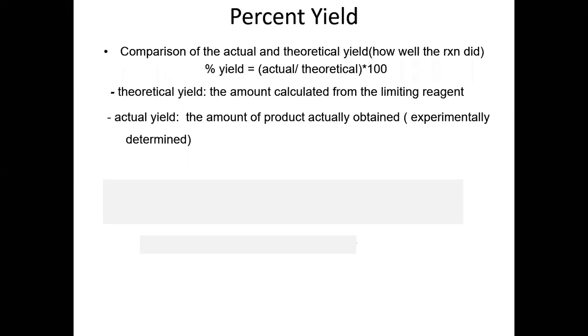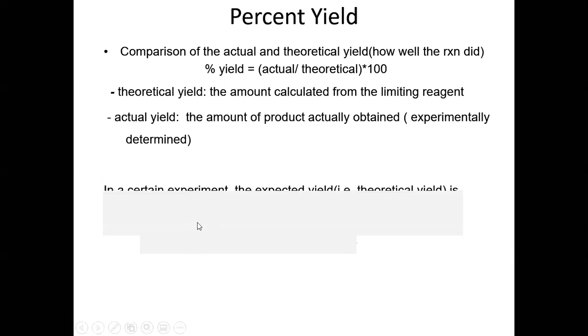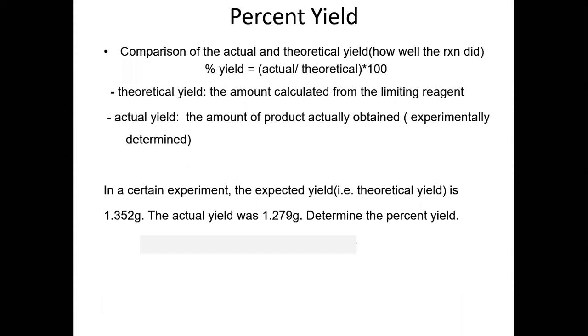And so the theoretical yield we obtain by calculating the yield based on the limiting reagent. The actual yield, especially in textbook problems, is going to be given to you in the problem. So to say we actually produced this much of this product. And so here, the theoretical yield was determined to be 1.352. Actual yield is 1.279. So all you do is you do actual over theoretical times 100. Now here we get 94.6%.